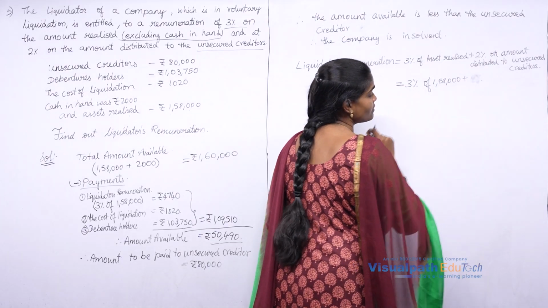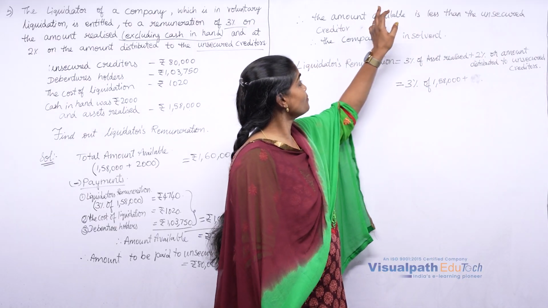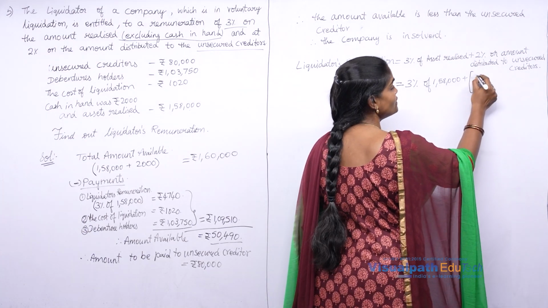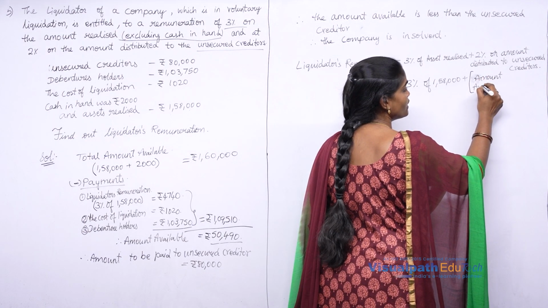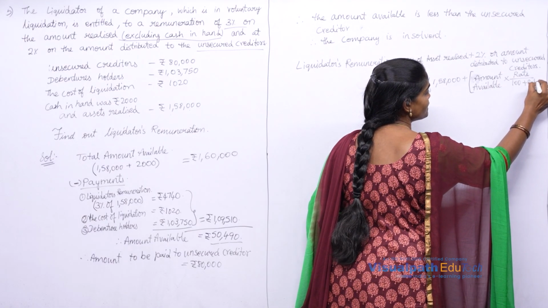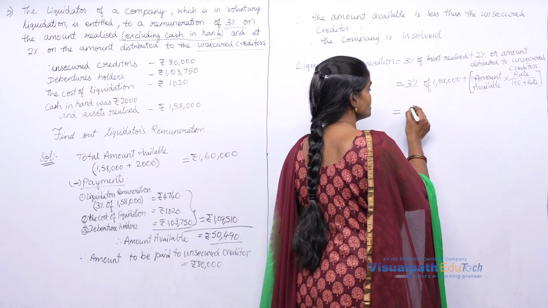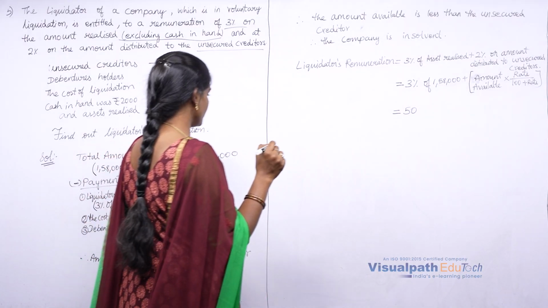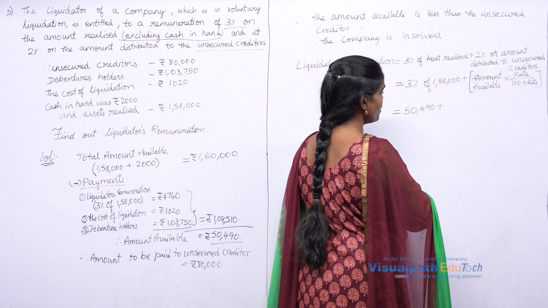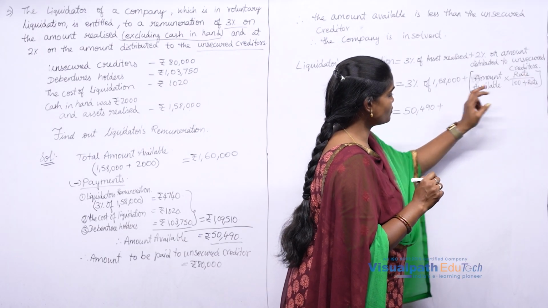So how do we calculate this now? We will take the formula. What is the formula when the company is insolvent? When the company is insolvent, we don't have sufficient funds. So it is amount available into rate by 100 plus rate. Apply this formula. Clear? 3% of 1,58,000 is 4,740, plus amount available into rate by 100 plus rate.